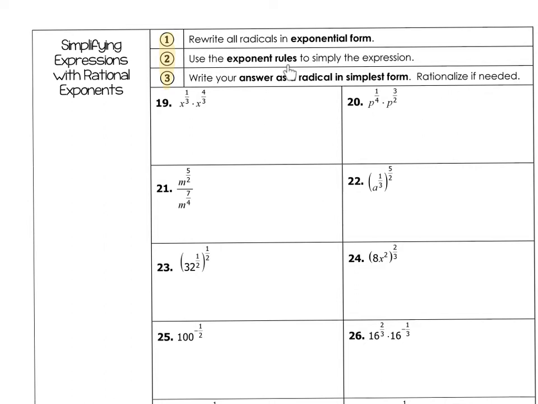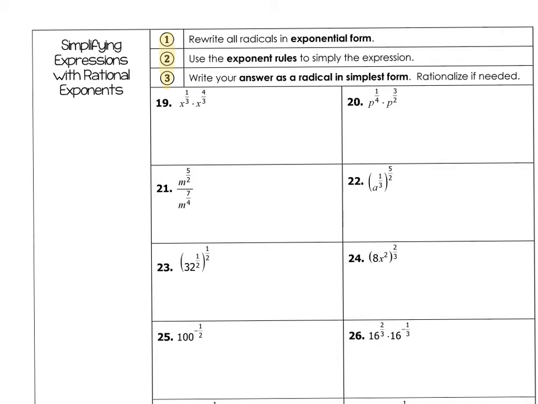they're really important. So remember, if you're multiplying like bases, you add the exponents. If you divide like bases, you subtract the exponents. And if you have a power to a power, you multiply those exponents. So those are the basic ones that we're going to use today. Then once you simplify those expressions, you're going to write your answer as a radical in simplest form.